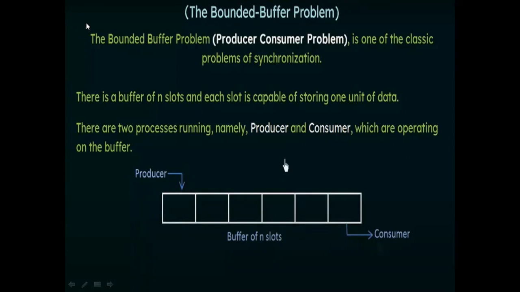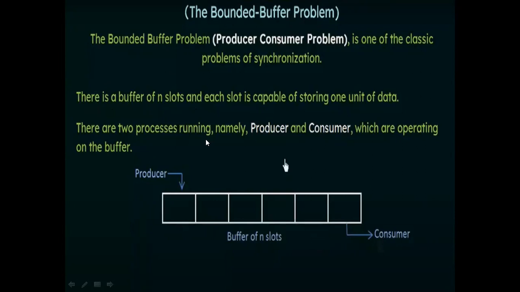So to overcome the problem, we'll move on with the bounded buffer problem, otherwise called the producer-consumer problem. So here there will be a buffer of n slots. This we call the buffer. Having n number of slots, each slot is capable of storing one unit of data.